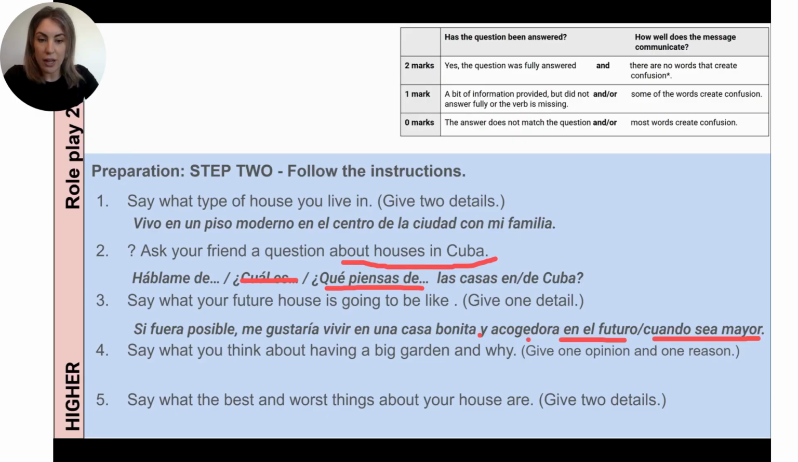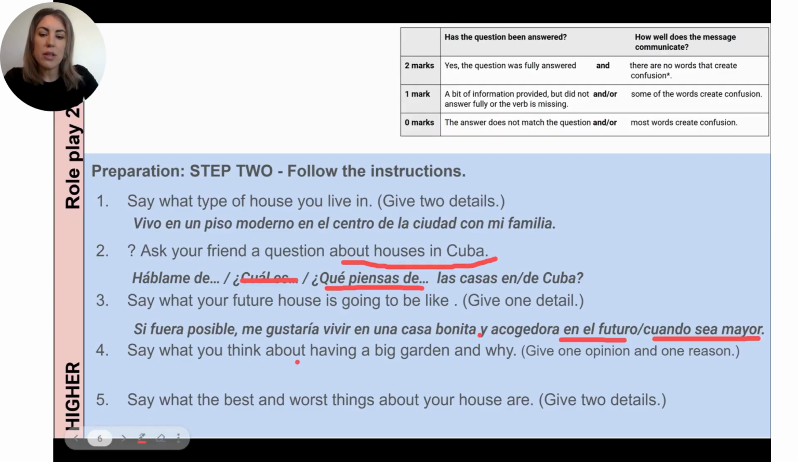Cozy. Acogedora. It's really not your usual vocabulary term. So, acogedora, cozy, welcoming, okay? And then, en el futuro o cuando sea mayor. Really good structure to use for the future tense, okay? Si fuera posible, me gustaría plus infinitive.